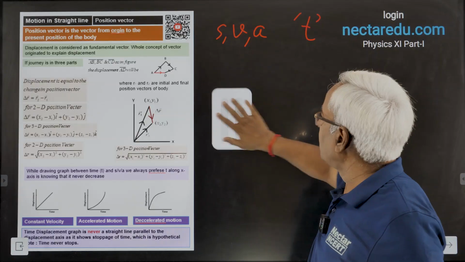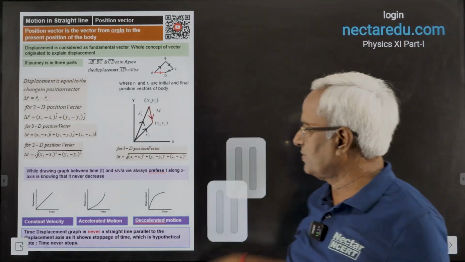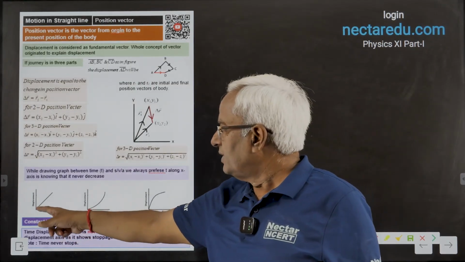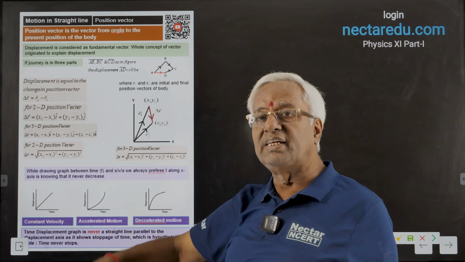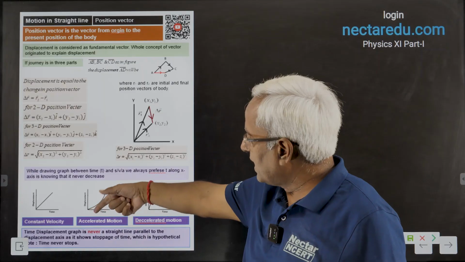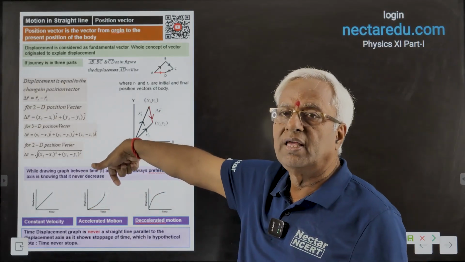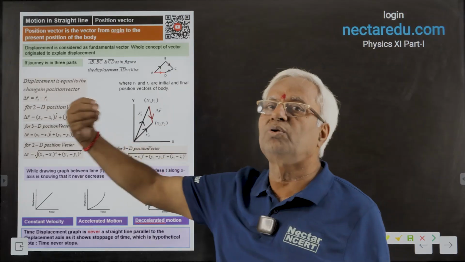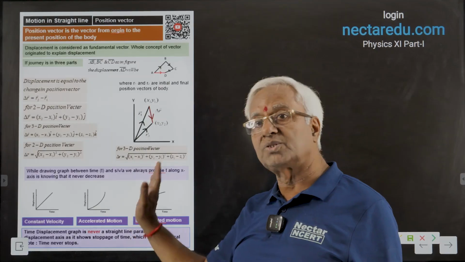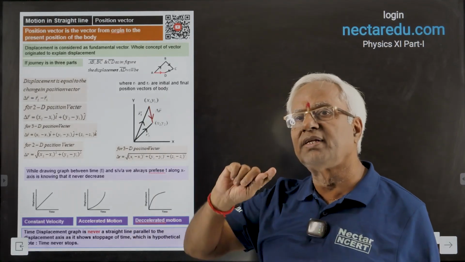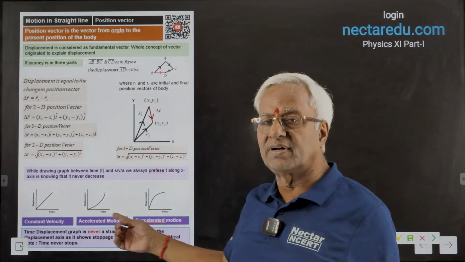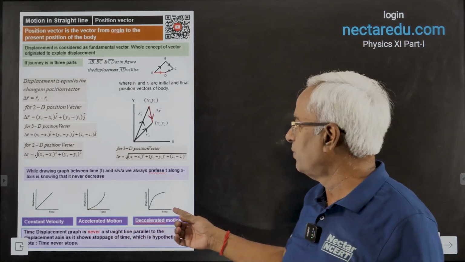Now, regarding other graphs, I will consider three cases. See, this is constant velocity. If the velocity is constant, displacement will regularly increase in a linear manner. And if accelerated motion is there, see, this angle will regularly go on increasing. Accelerated motion means velocity is also increasing. And if it is a decelerated motion, that means the velocity is decreasing, but the displacement is increasing. So this gives you an idea that whenever there is acceleration, the S-T graph shall be a parabolic graph.